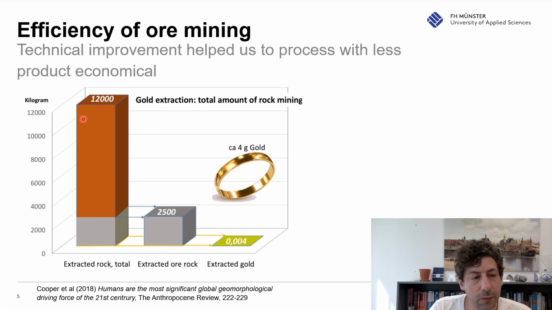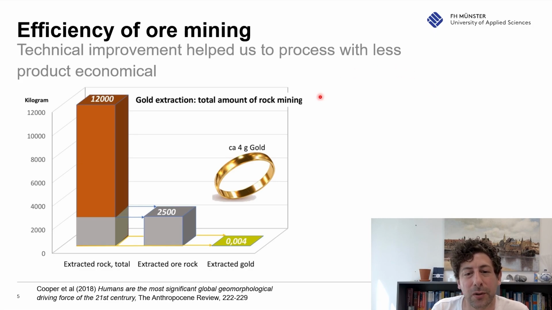So here you see we need 12,000 kilograms of rock. So this is 12 tons of rock. And from there we have 2,500 kilograms, so 2.5 tons of gold ore. And this contains 4 grams of gold. So to get a nice ring, like this marriage ring or the Lord of the Rings ring, we need 12,000 kilograms of rocks. And we can still do this economically. I don't know if it's a good idea, but we can do it.